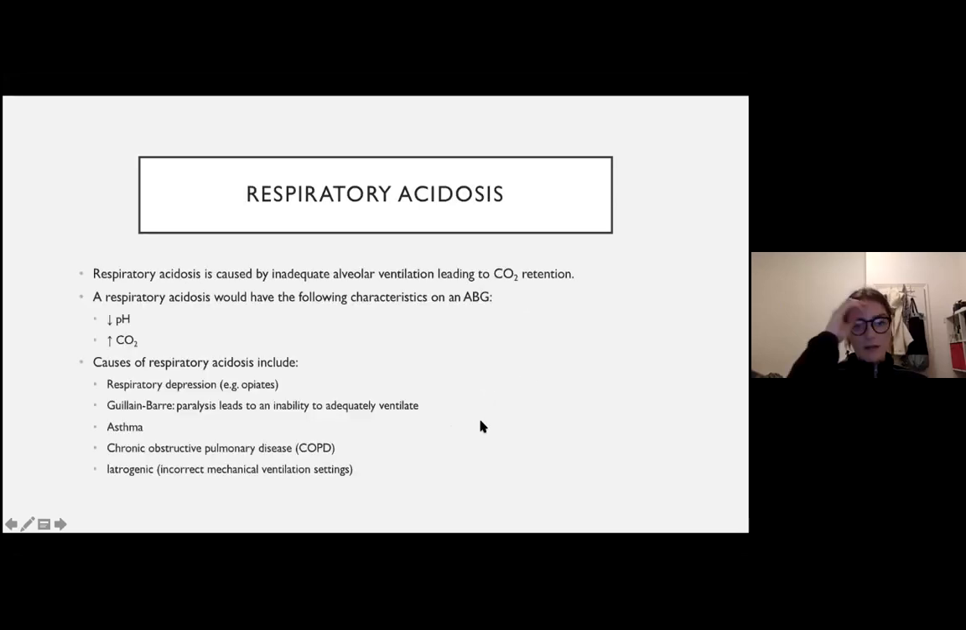So respiratory acidosis is inadequate alveolar ventilation leading to CO2 retention. So there's an increase in the CO2, which causes a decrease in the pH. There are so many causes, but these are just some of the ones that I've put down: respiratory depression, GBS, asthma, COPD, and ventilators can cause all sorts of issues. So just making sure you're on the right ventilator settings.